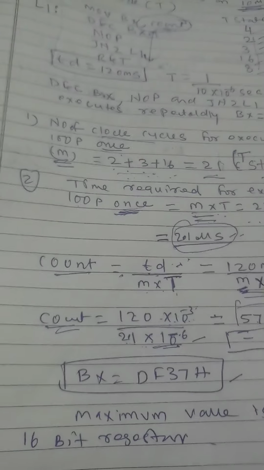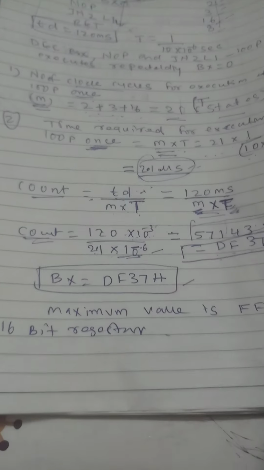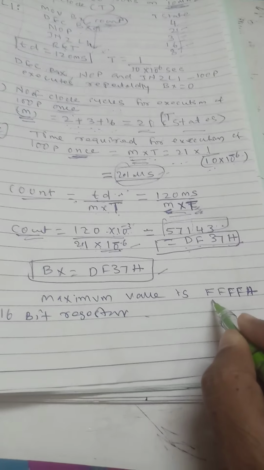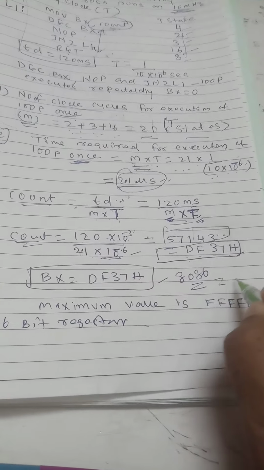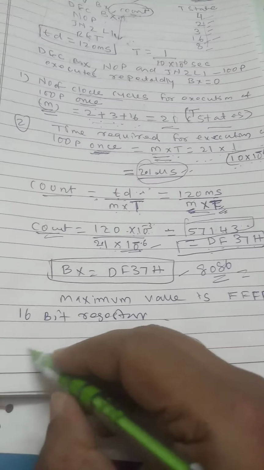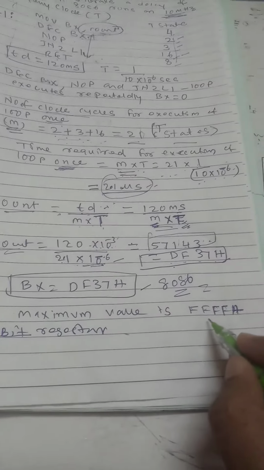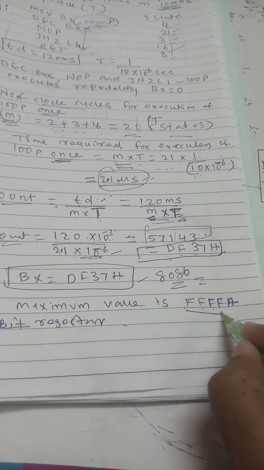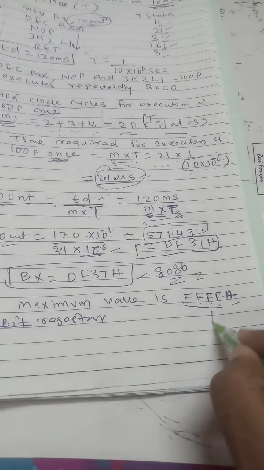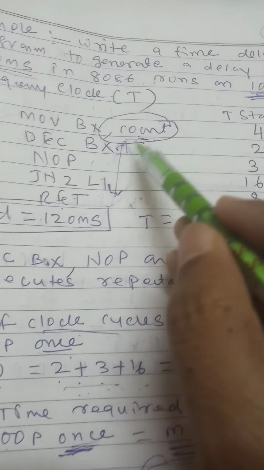So what is the maximum value we can have in any program? For the 8086, what is the maximum size of the registers? 16-bit. So the maximum delay we can provide is FFFFH. This is the maximum delay we can give in a count. Okay, this is the example.